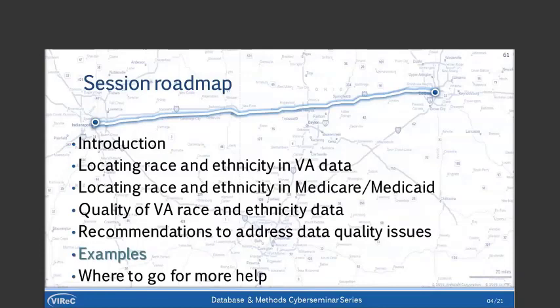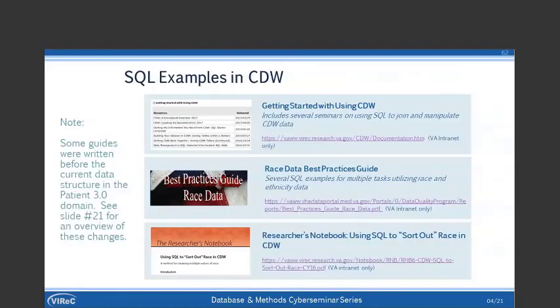And finally, we're going to go over some brief examples in SQL. I do want to mention these guides for using SQL or the race and ethnicity data, but just please note that the data structure, since these were put out, has changed, and so you'll want to go back and refer to slide 21 that just clarifies what those changes were.